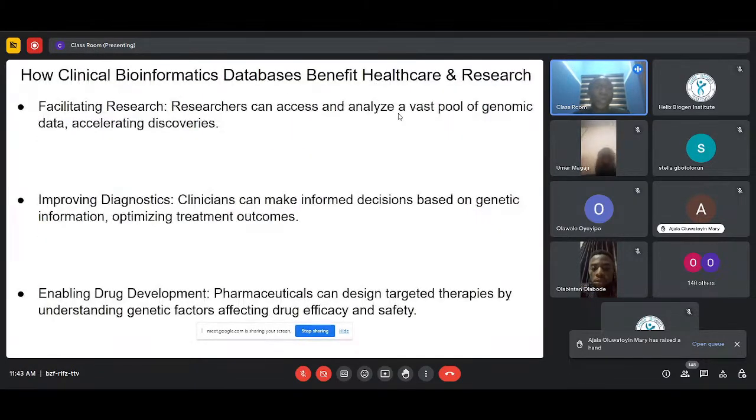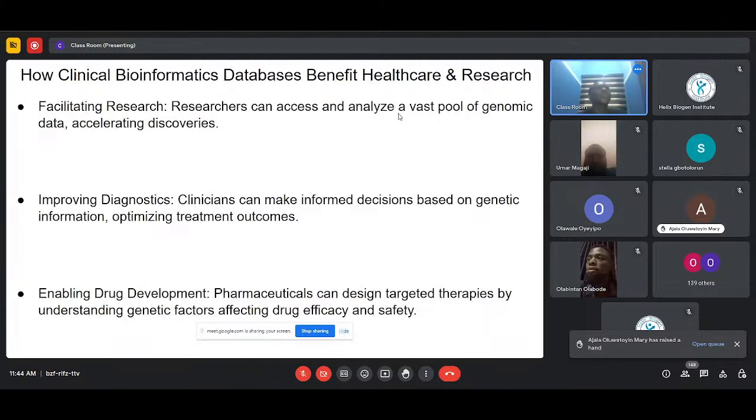How can clinical bioinformatics databases benefit both healthcare and research? How can we make use of these databases in the clinic and in research? In the research aspect, researchers can access and analyze a vast pool of genomic data, which would surely accelerate discoveries. If we have a lot of data sets to analyze, we can go into the database and compare our results with what already exists.